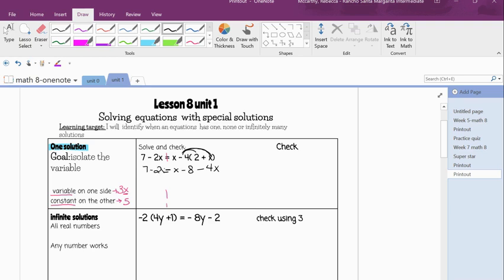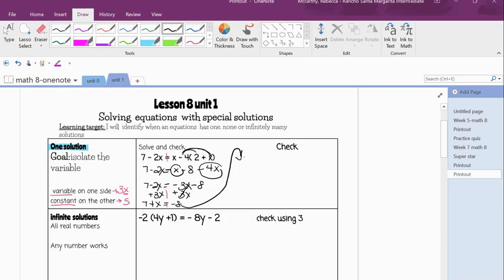And you guys have been fantastic solving equations. Now I'm going to combine my like terms. I have a negative 3x minus 8, and over here I have 7 minus 2x. I'm going to add 3x to both sides. And that goes away, and I have 7 plus x on this side and a negative 8 on this side.